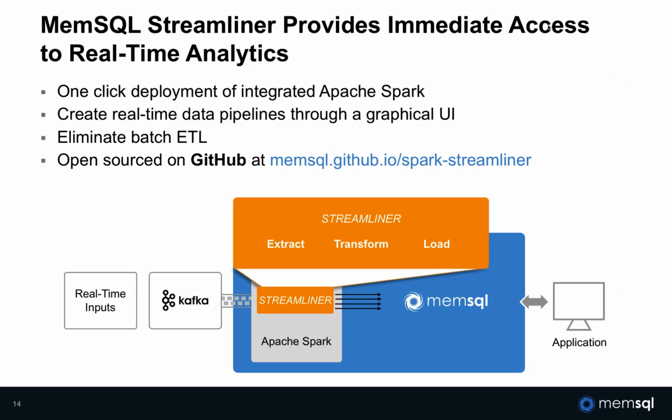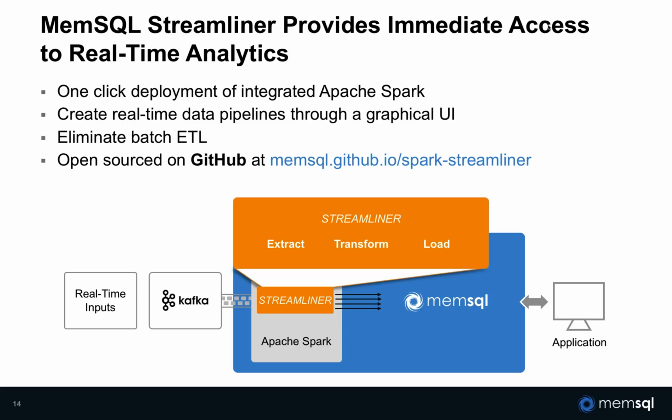MemSQL also has a tool for streaming, which we call MemSQL Streamliner. MemSQL Streamliner allows you to get immediate access to real-time analytics. MemSQL Streamliner takes advantage of Apache Spark and actually integrates Apache Spark together with the MemSQL platform. Through Streamliner, you can deploy Apache Spark with one click, which I will show in the demo. You can create real-time data pipelines in the UI and essentially eliminate batch ETL.